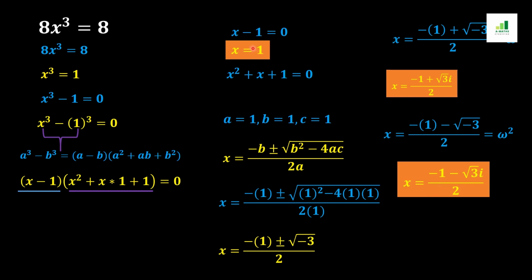So here we get three values for this expression. First is x is equal to 1, second is x equal to minus 1 plus under root 3 iota over 2, and third is x is equal to minus 1 minus under root 3 iota over 2, and these are the three values for this expression.